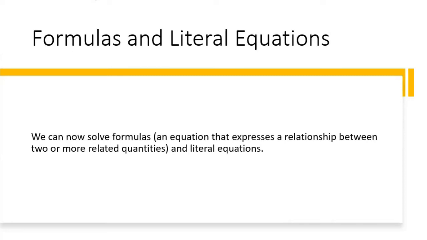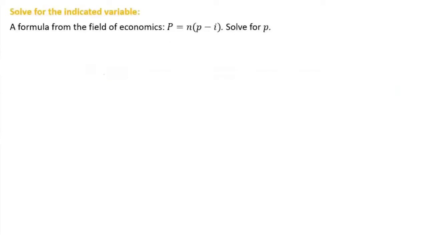Now, using the same approaches as we used in the previous questions, we can now turn to formulas and literal equations. The difference here is that we may or may not have any numerical values, but we certainly have a lot of variables. In this particular equation, we're being asked to solve for the lowercase p. We have to be a little bit cautious. We have an uppercase P, lowercase n, lowercase p, and lowercase I. We have to be careful not to confuse, in particular, the two p's.